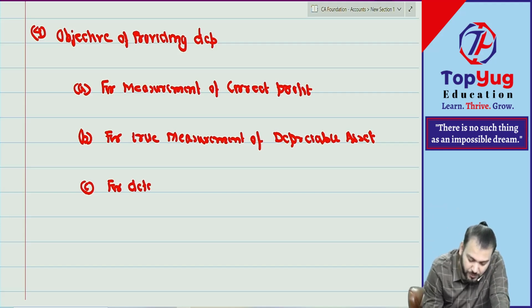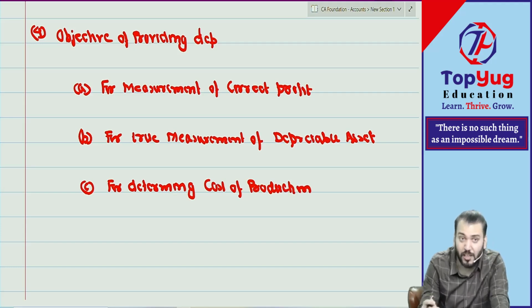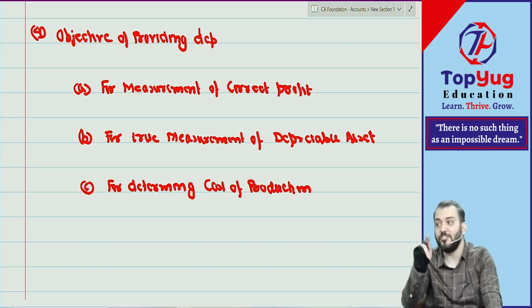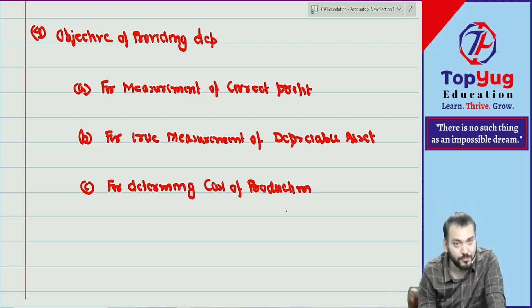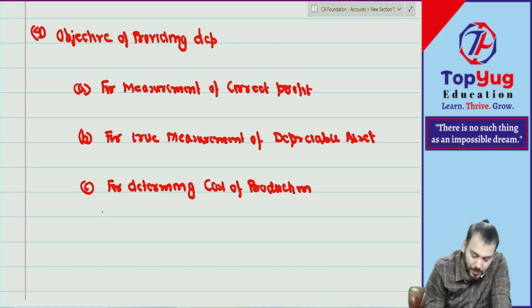For determining cost of production also. We have done the manufacturing account. In the manufacturing account, production overhead will also include depreciation of plant and machinery, etc. So for determining cost of production also, correct? Yes, sir. And the last point.